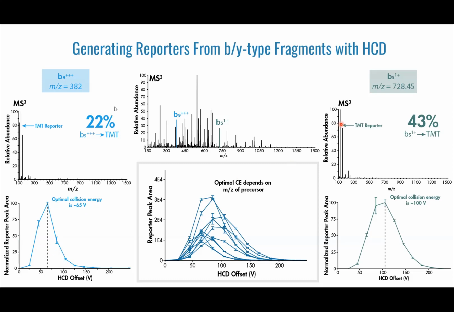Now, if you go over here and look at the B5 ion, it's a higher m/z, it's got less charge. You can actually get 43% of the TMT release. So you can get an efficiency of 43%, but you need a voltage of 100 volts to do that. And if you were to run it at 50, like the other one wanted, you'd have a much lower efficiency. So all of these fragment ions have different optimal energies for converting the fragment into the reporter ion, which you want for quantitation.